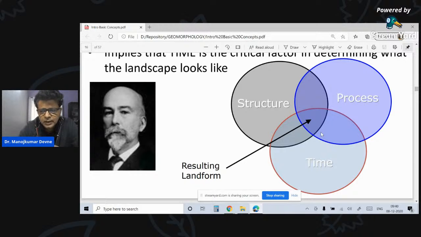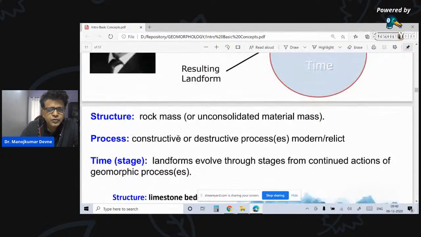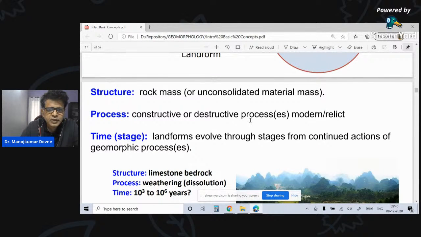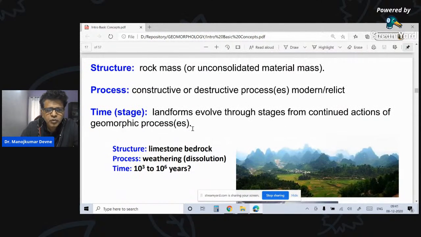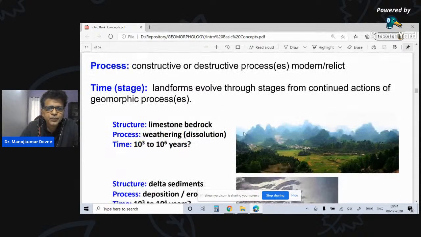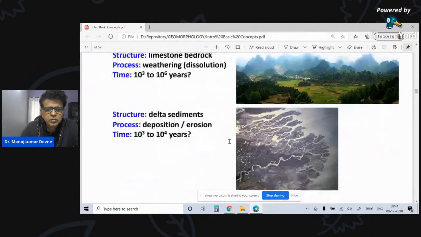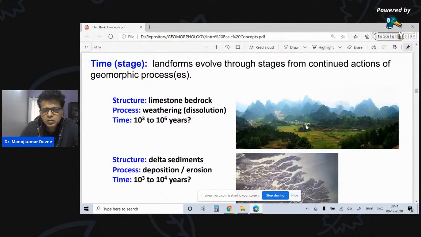Whether the landform is, so to say, young or adult or old, all will be decided on the amount of time that processes have spent on that particular structure. Okay, so structure is basically what makes up that landform. Process is the constructive or destructive process on that. It could be modern or it could be relict, and time stage is that landforms evolve through stages from continued action. Okay, so these are a few photographs here.